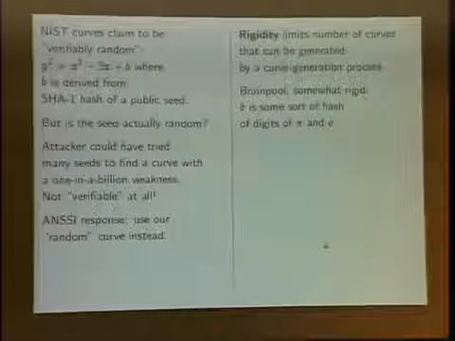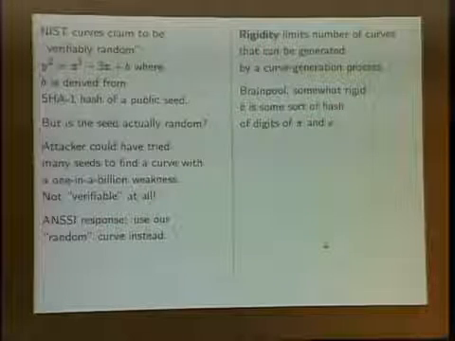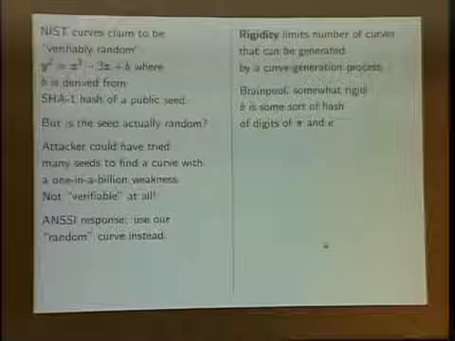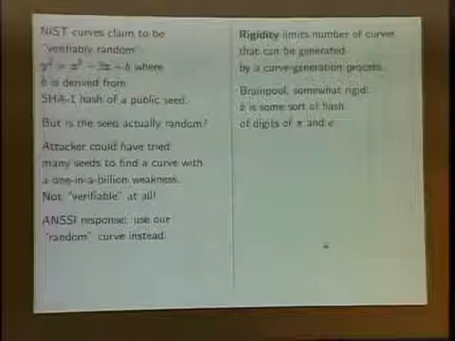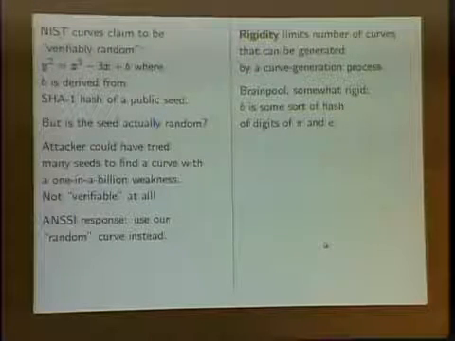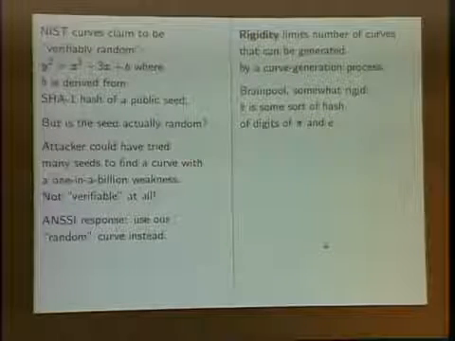So the Brainpool project goes for something that we call rigidity. What rigidity means is that whatever process some people carried out to generate a curve that's standardized for everybody to use, if that process is rigid, it means it can only have generated a small number of curves.